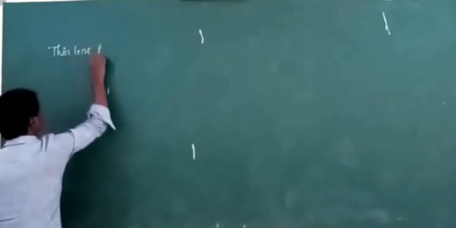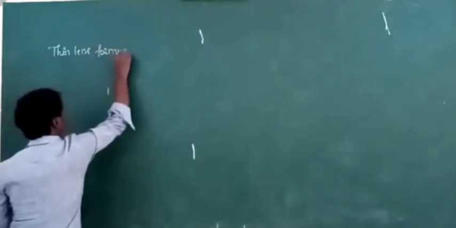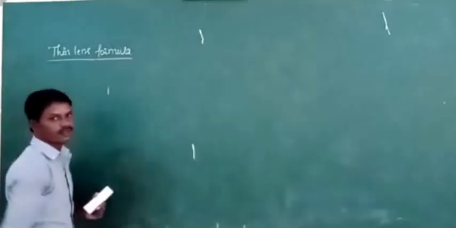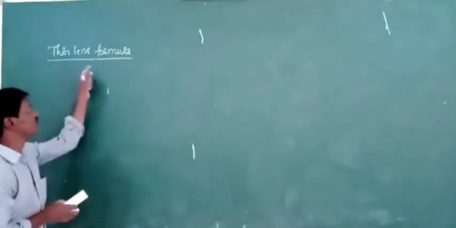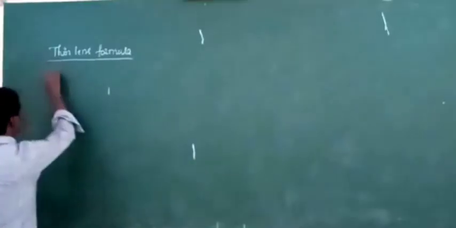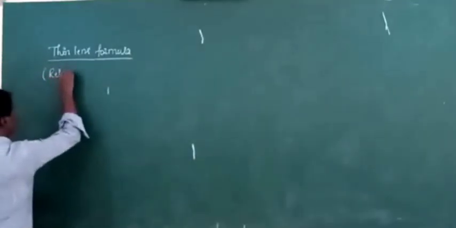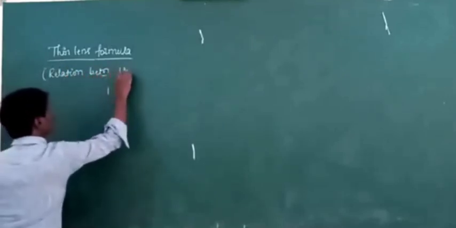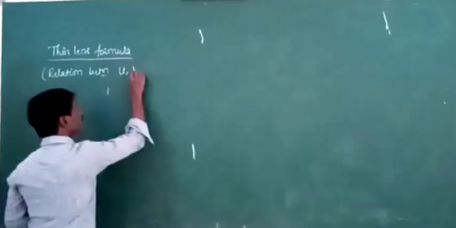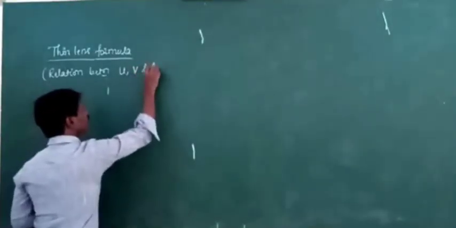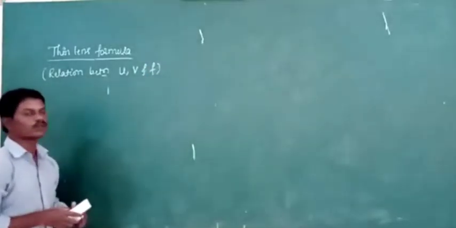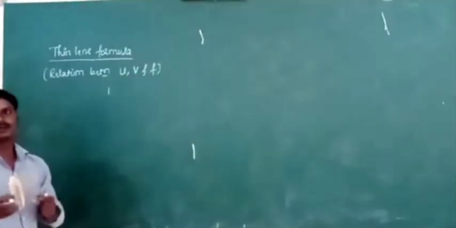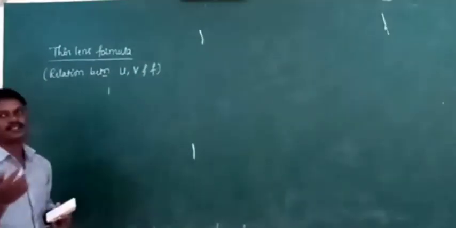Thin lens formula. Actually, this is not for our syllabus. But by using this thin lens formula, we are going to derive the lens maker's formula. That is why we are going to discuss the thin lens formula. It is also called the relation between u, which means object distance, v, and f, which means focal length of the lens. We have to derive the relation between u, v and f. How to derive the relation between u, v and f?